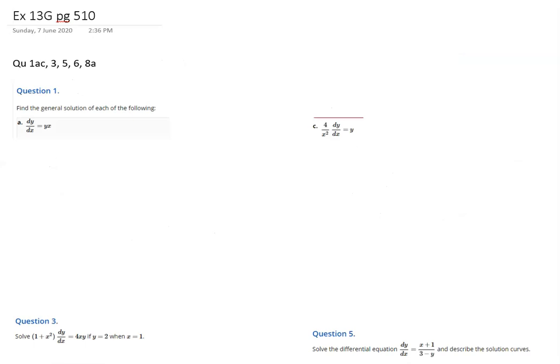There are a few questions to have a go at now from our Cambridge textbook. Have a crack at those, and obviously ask any questions that you need to when you need to.